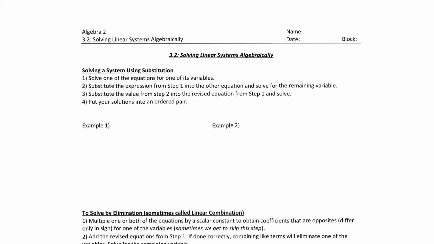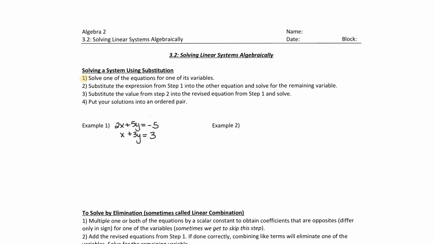Let's take a look at our first example. In our first example, I have the system 2x plus 5y equals negative 5, and x plus 3y equals 3. So in my first step, let's color code this. So my first step I'll do in yellow. I need to choose a variable to solve for.